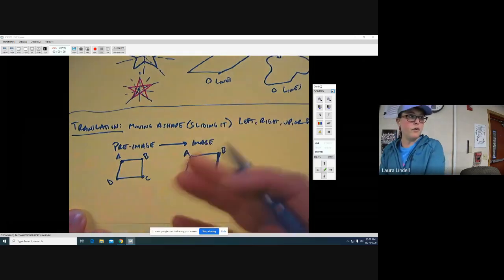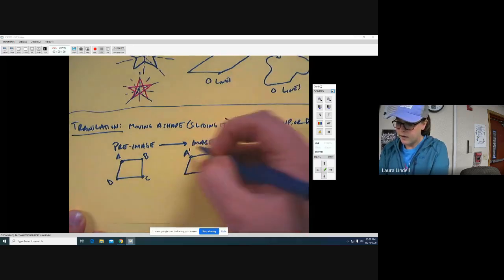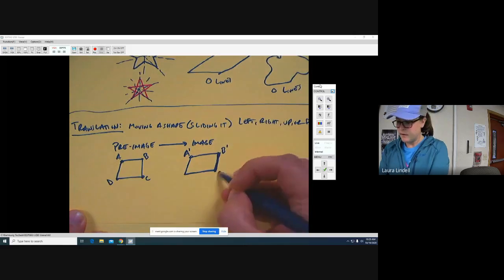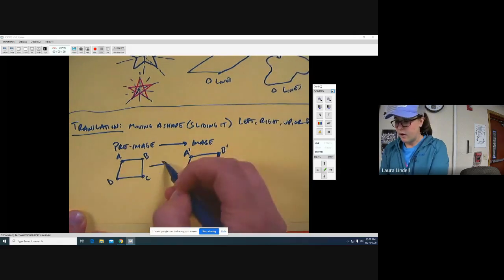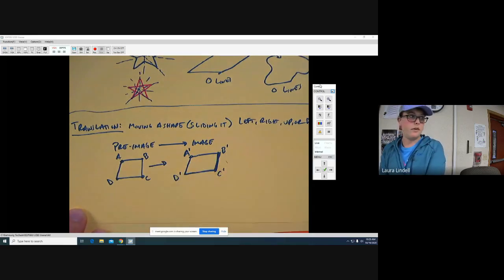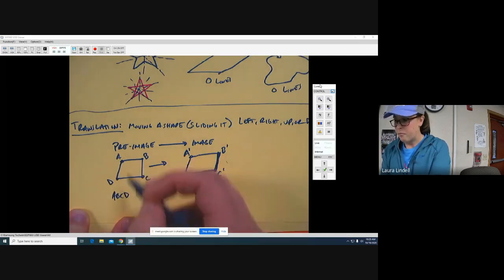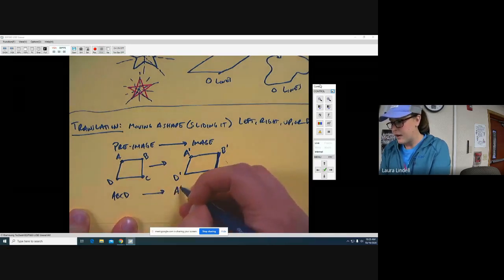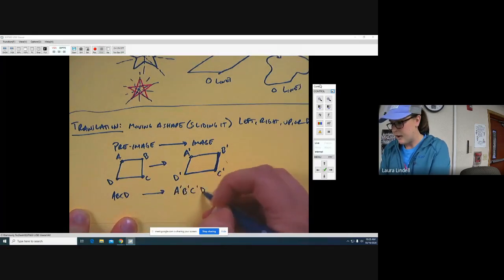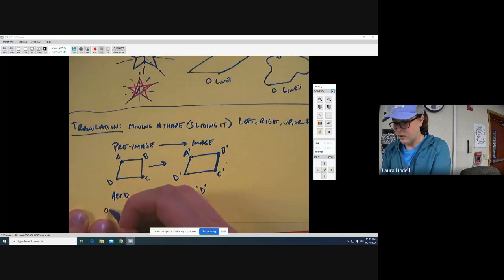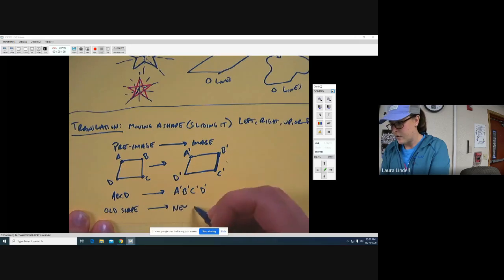And then when we have our new shape, to differentiate it from the old one, we put a little apostrophe next to the letters to show that our translation brought us this new image. So if our pre-image is called ABCD, our image would be called A'B'C'D' with apostrophes on each of them. So this is our old shape. It's being translated to our new shape.